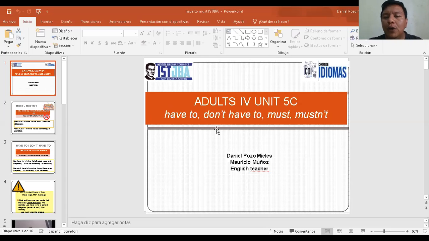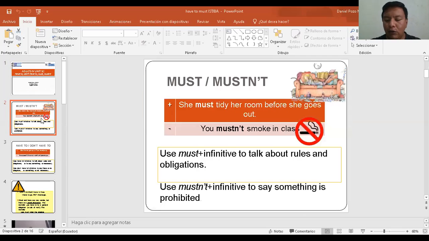So we have to, don't have to, the negative form. Must and mustn't. Repito nuevamente el uso de mustn't. Okay, we have must and mustn't. She must tidy her room before she goes out. Okay, ella debe ordenar su habitación antes de que salga, ¿sí? A prohibition, the negative form: you mustn't smoke in class.